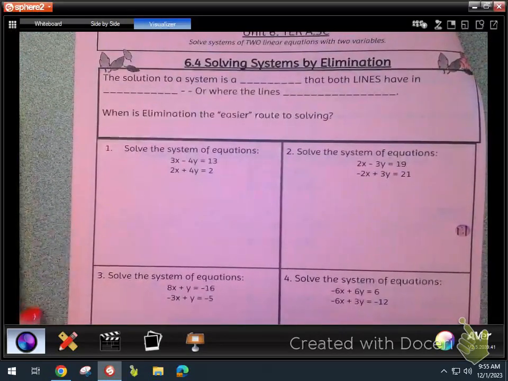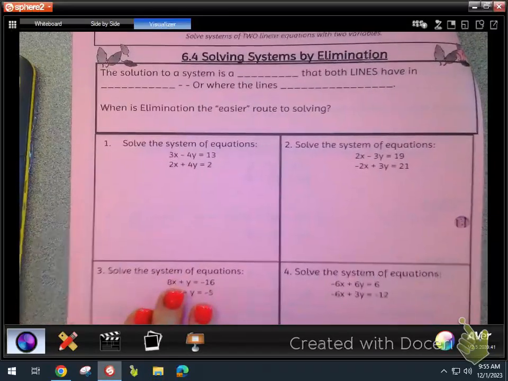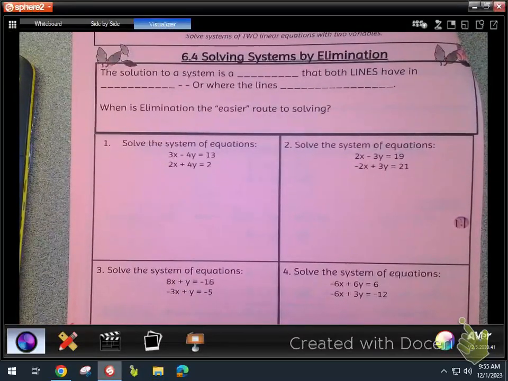So this is our final method. It is an algebraic method. And again, we're just going to do a quick intro here. Elimination is typically the one that people like better. I don't really know the reason, but it's usually everyone's favorite. So hopefully it will be your favorite as well.